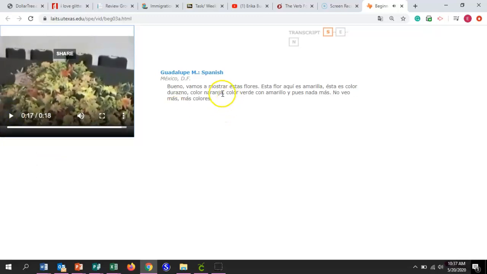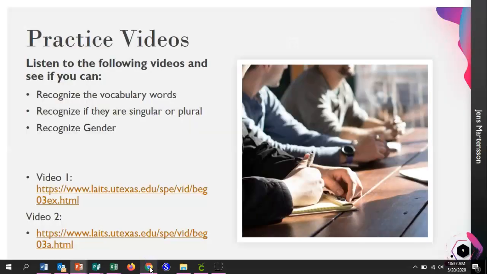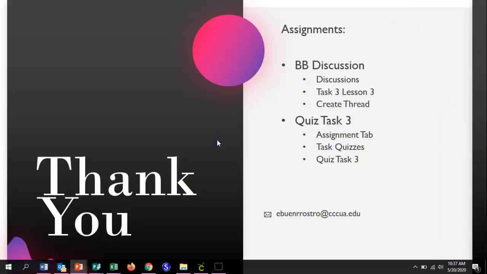All right, in her video, we're looking at her showing us her flowers. They're yellow, okay, peach colored, orange, yellow. And then she says, and that's about it. No more colors. Okay. All right. So make sure, and those are just practice exercises also for you so that whenever you do learn your vocabulary, it's easier for you to pick those up in sentences.